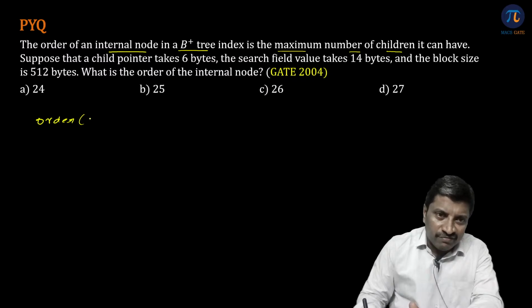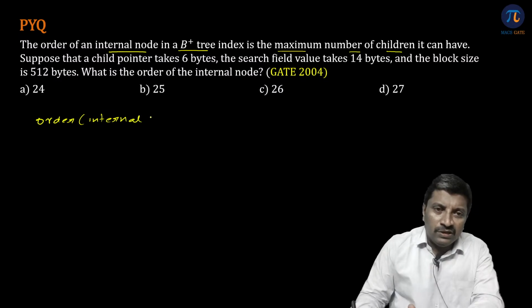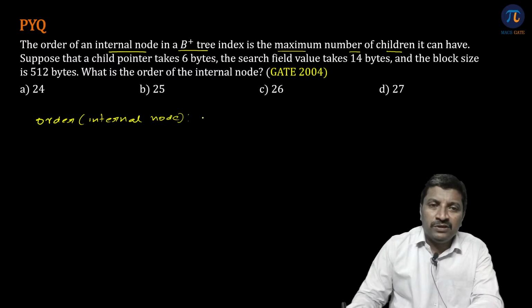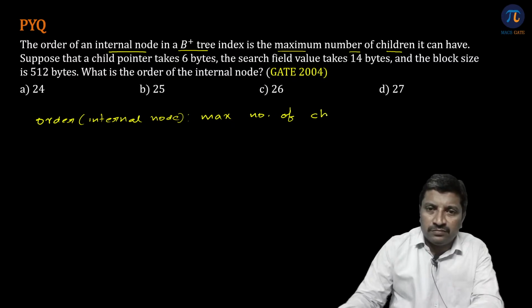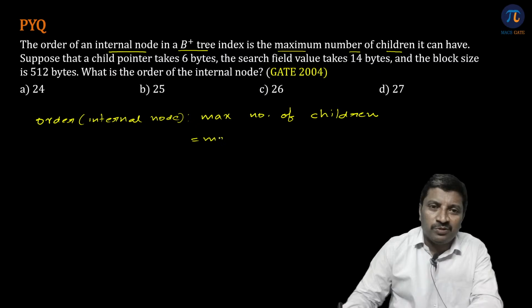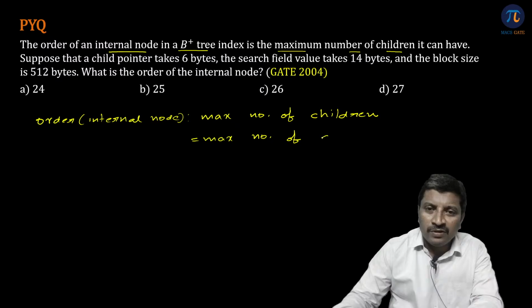Order of internal node. This we already know, sir. Okay, but they have given it for more clarity. So what is it, sir? The maximum number of children. Maximum number of children means that is equal to the maximum number of child pointers. This is the definition we have learned, sir. The same definition they have given.